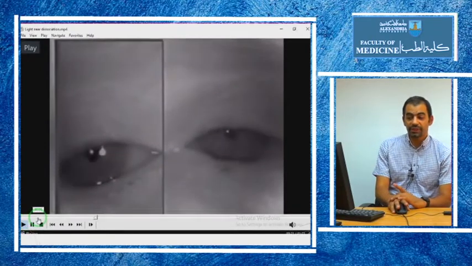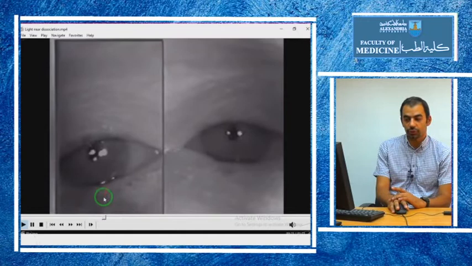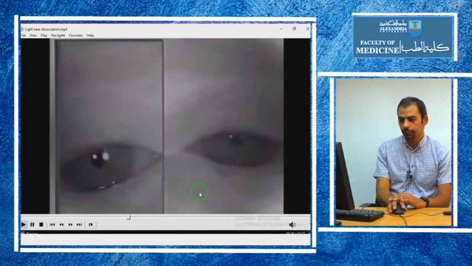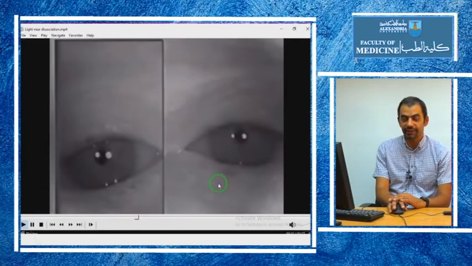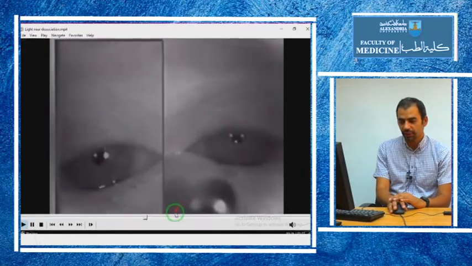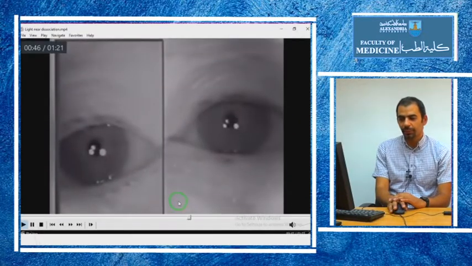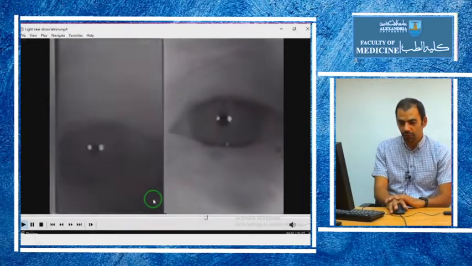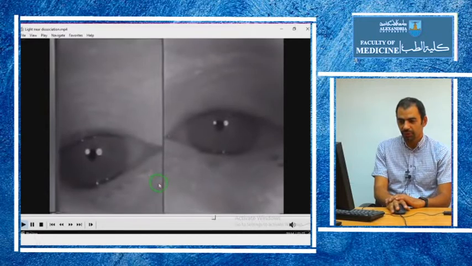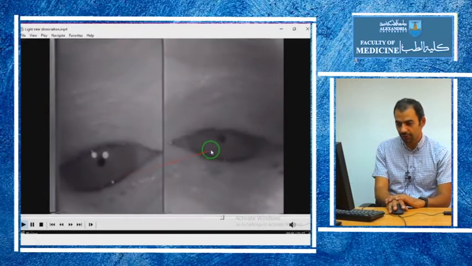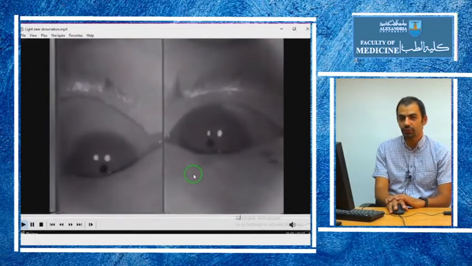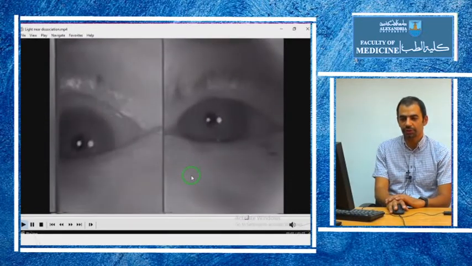In this video we can see that there is a bit of light-near dissociation. So when the light is shown to one eye, it's not constricting. When it's shown to the other eye, again it's not constricting. But when the patient is asked to focus on a knee reflex, the pupils will constrict, as we will see now. Look at the constriction here and the constriction there. It's becoming more evident. So there is a light-near dissociation, which is one of the features of the Parinaud syndrome.